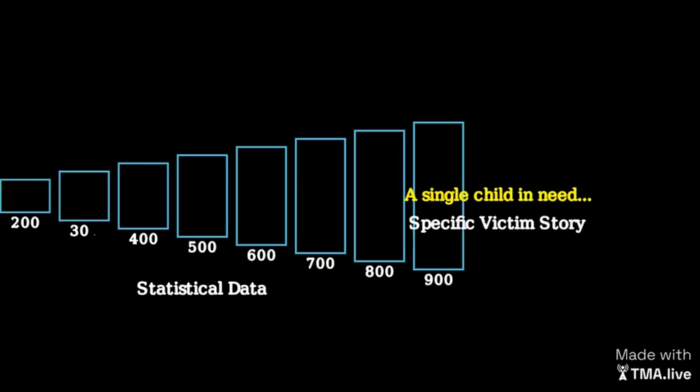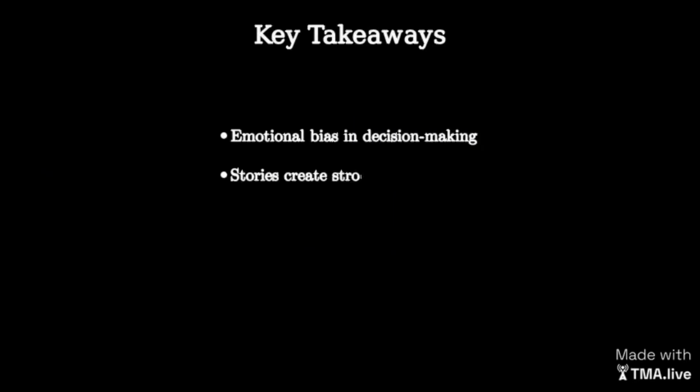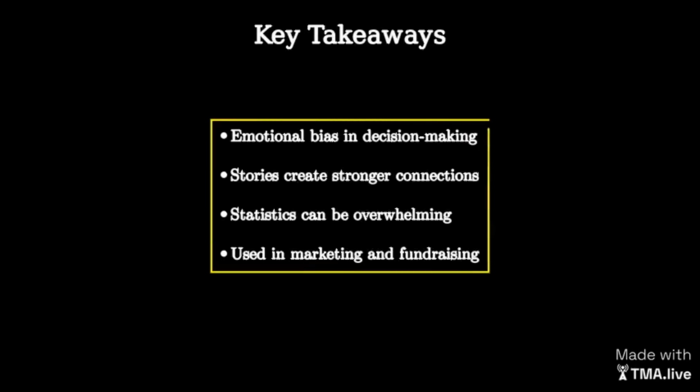In conclusion, the identifiable victim effect is a cognitive bias that significantly influences our decision making. We are more likely to be moved by a specific individual's story than by overwhelming statistical data. Understanding this effect is crucial in marketing and fundraising.